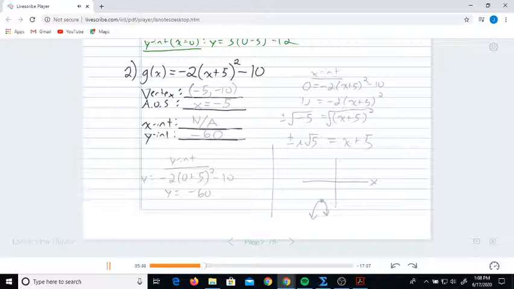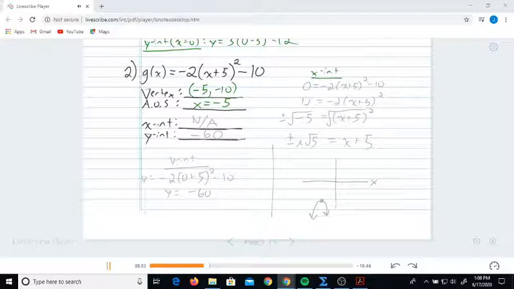So our vertex is going to be at negative 5, negative 10. Remember, the x value would be the opposite of what you see in there. So that's the awesome part about the vertex, is you get the vertex with very little effort. And if you know the vertex, then you already know the axis of symmetry. It's going to be x equals whatever the x coordinate of the vertex is. Now, x-intercepts, those will take a little bit of work.